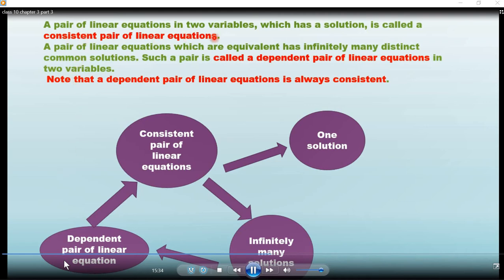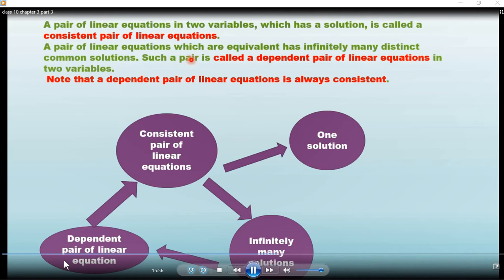A pair of linear equations in two variables which has a solution. In the first graph we saw that the lines are intersecting and there was only one solution. Such a pair of linear equations is called consistent. Understand properly, they are called a consistent pair of linear equations.